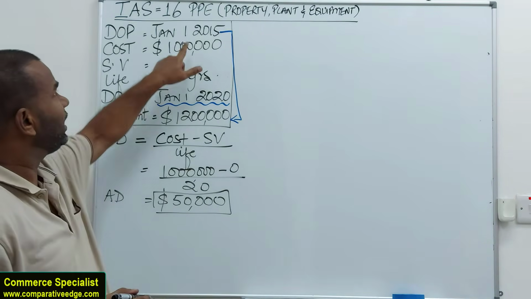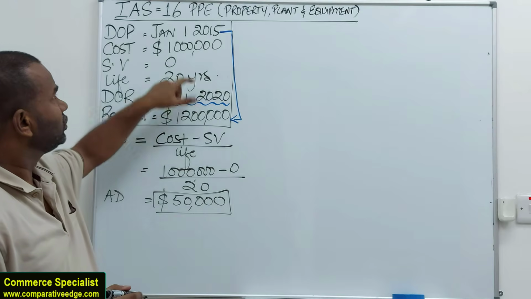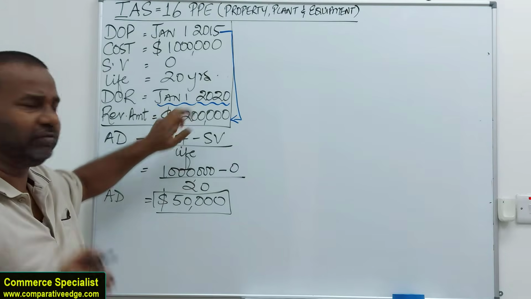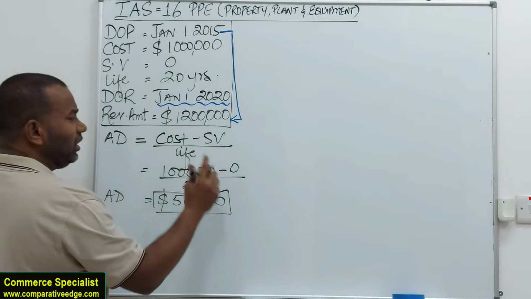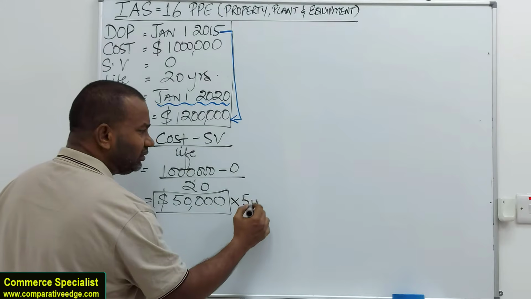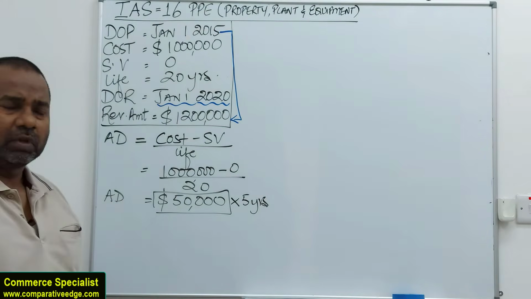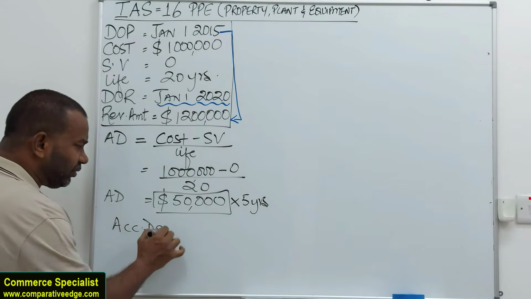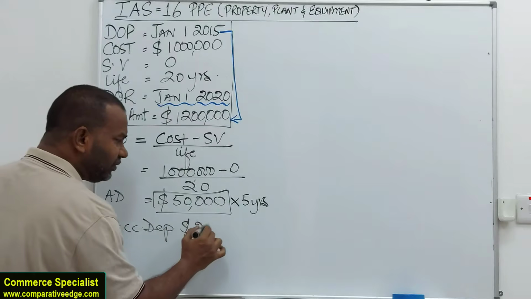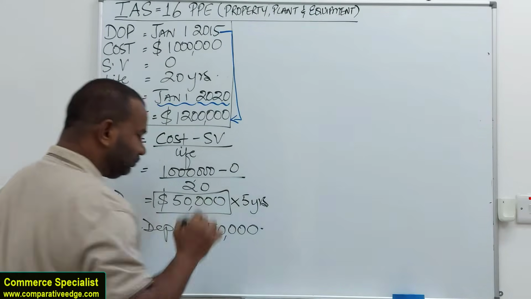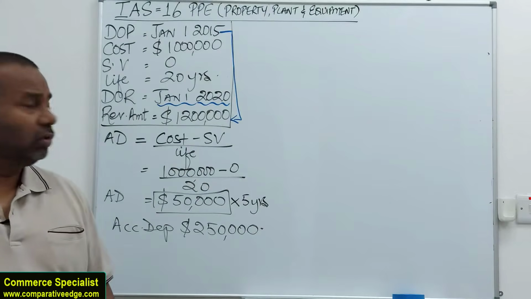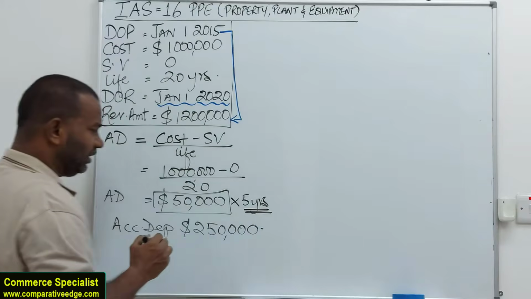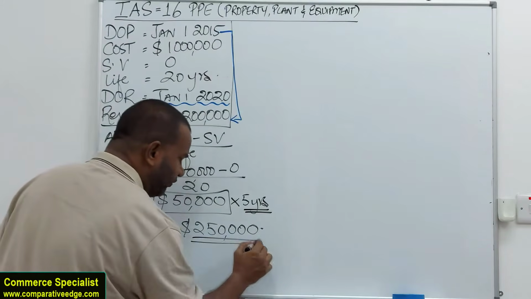If you look at the date of purchase and the date of revision, from 2015 right up till a day before this is exactly 5 years, which means before revaluing, you have used the machine for 5 years. So if you have used the asset for 5 years, what would be the accumulated depreciation, the total depreciation? 250,000. So after using the asset for 5 years, total depreciation is 250,000.